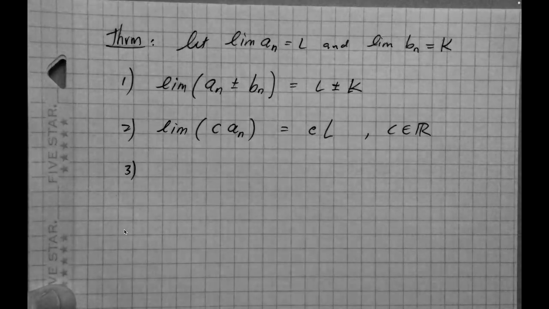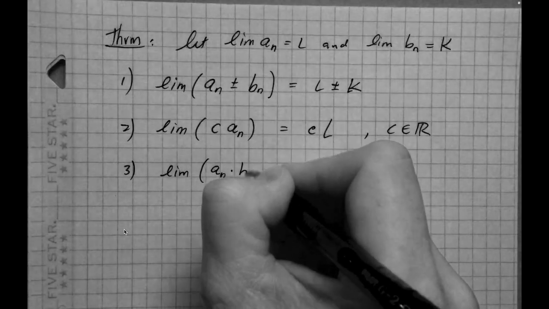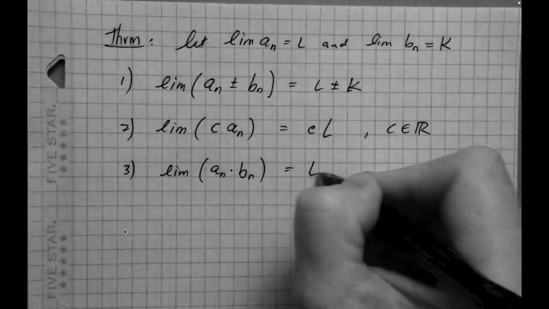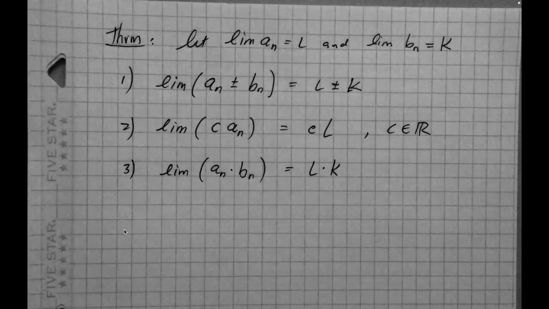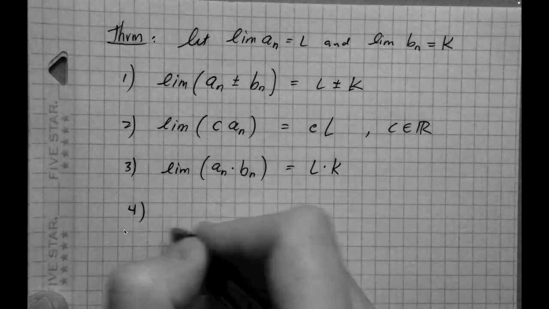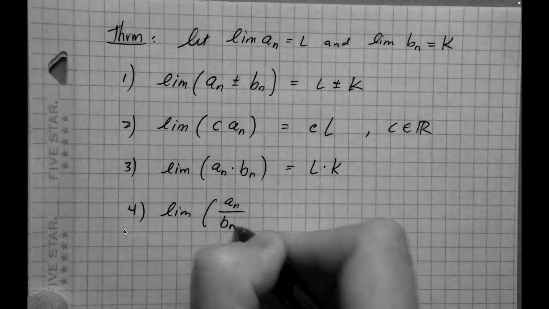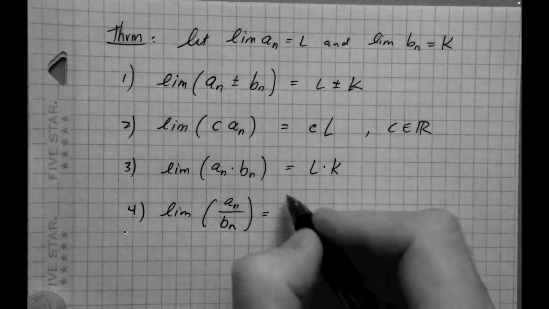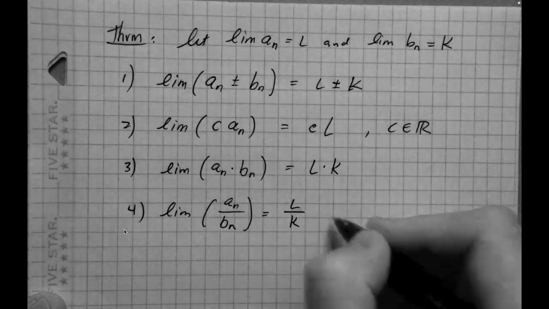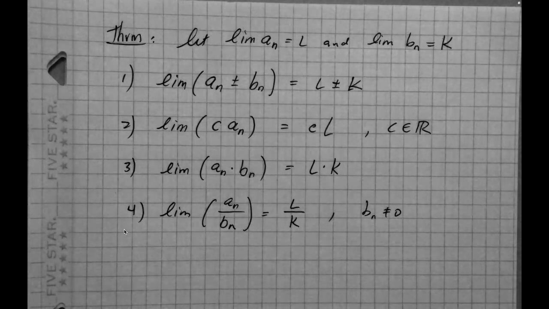Okay, same thing is true for products. So the limit of a of n times b of n is equal to L times K. Very nice. And finally, ratios. The limit of a of n over b of n ought to be equal to L over K. Now the assumption here is that b of n is non-zero for all the terms of the b sequence. Okay, but they don't get nicer than this.